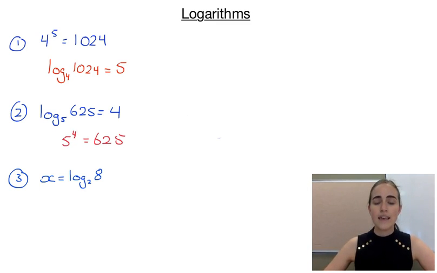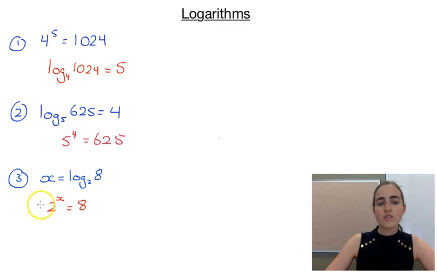Our next one is asking us to solve an equation. So we have x equals log to the base 2 of 8. To help us solve this, it might be a good idea to rewrite it into index notation. So we're going to have 2 to the power of something, so x, will give us an answer of 8. Now we should be familiar with our powers of 2, so we should be able to say that x equals 3 because 2 to the power of 3 is equal to 8.